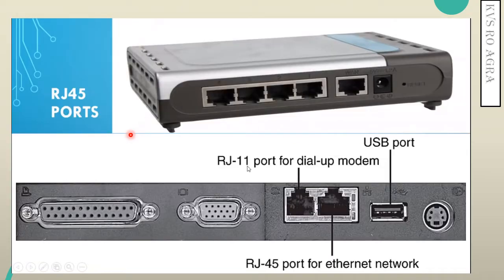RJ45 is registered jack 45 port. So it is shown over here. This is the port used to make a network because the cable is inserted in this port. This is also called Ethernet network. This is available on NIC, on switch, hub and router. As we can see, this is a picture of a switch showing RJ45 port. RJ11 port is used to connect telephone port.